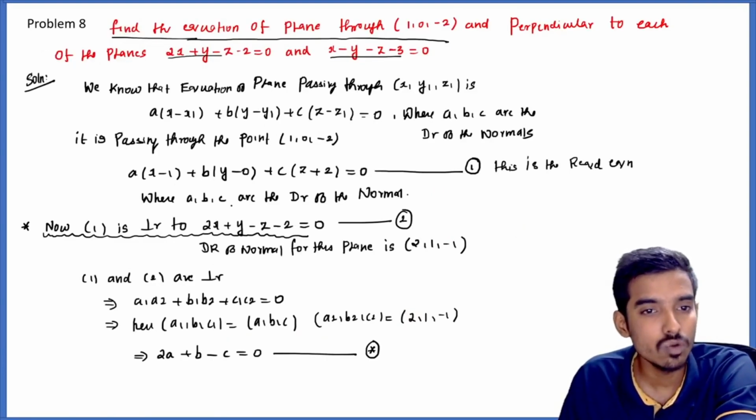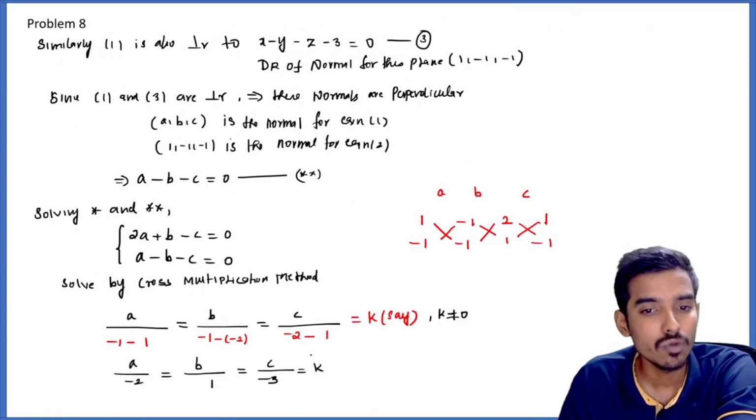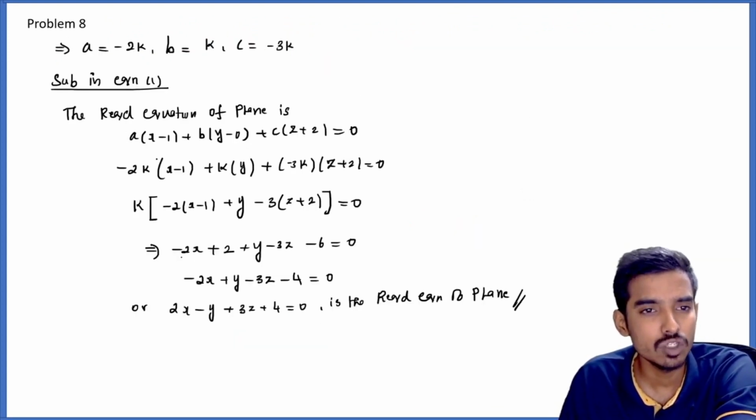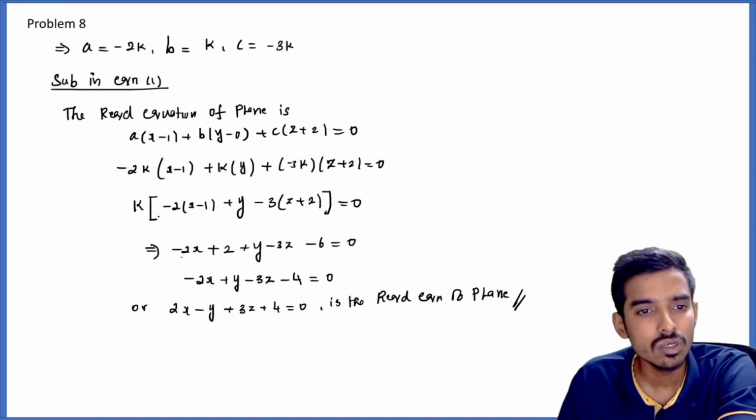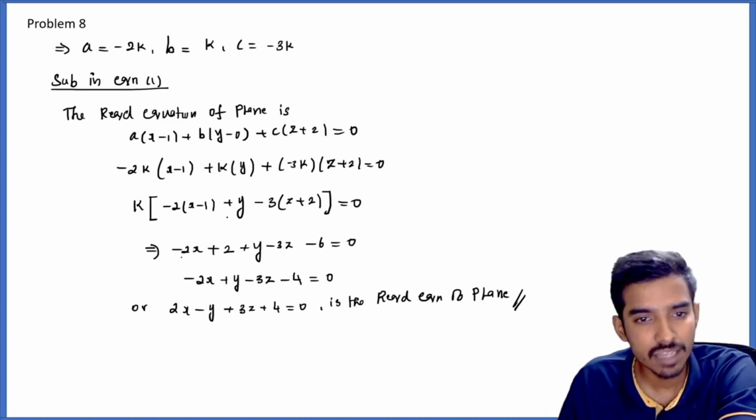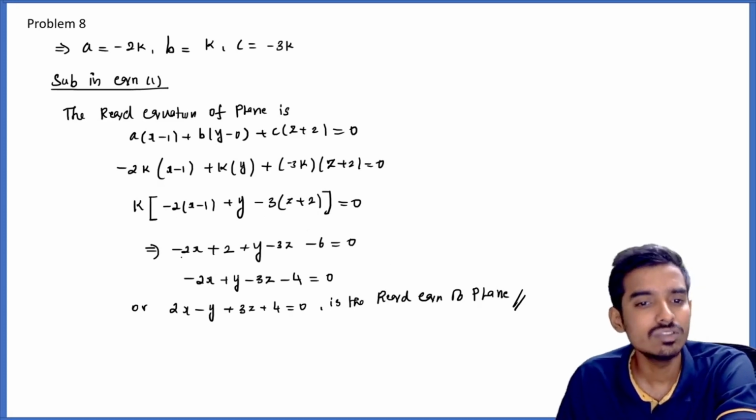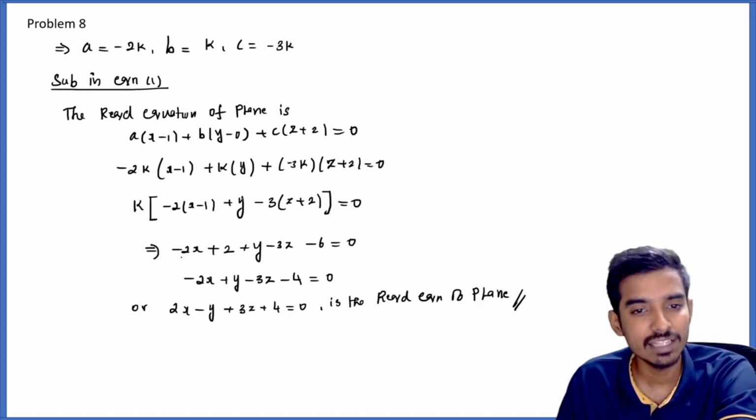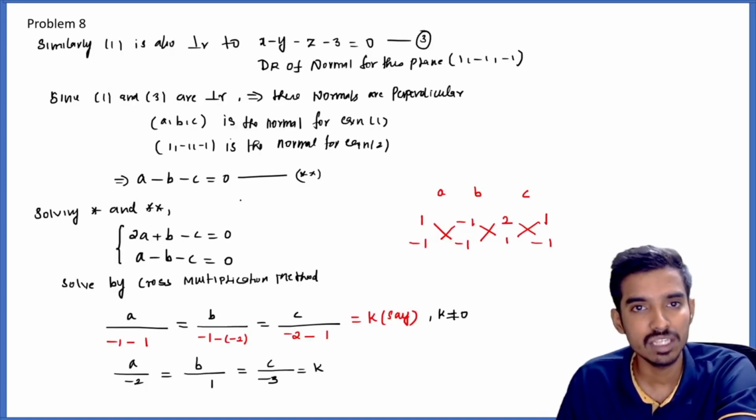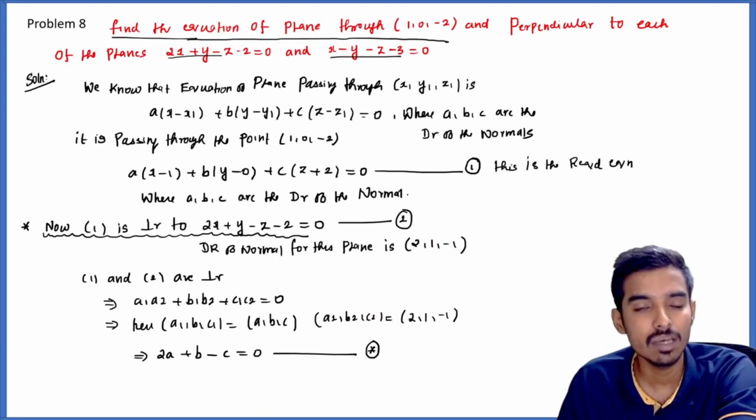So solving these two will give you the value of a, b, c. So we will have a, b, c in terms of k. Substitute back here, take that k outside. Since k is not equal to 0, you are multiplying two terms and getting 0 as an answer. This k is not equal to 0, that means this entire term has to be equal to 0. Now just multiply this, simplify this, you will have 2x minus y plus 3z plus 4 is the required equation of plane, right? So very important problem from the exam point of view.